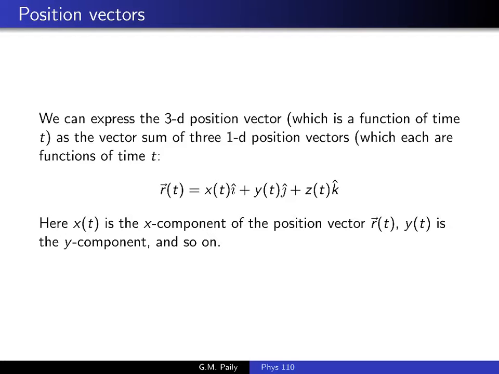So we can express the 3D position vector, which is possibly a function of time, as the sum of these three 1D position vectors, each of which is a function of time. So x is a function of time, y is a function of time, and z is a function of time. We can refer to x of t as the x component of the position vector, y of t as the y component of the position vector, and so on.